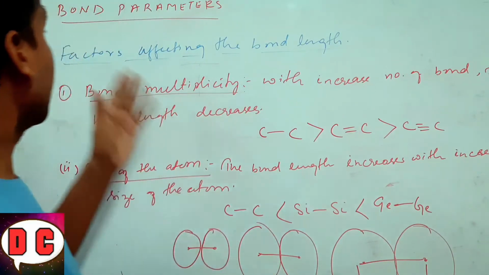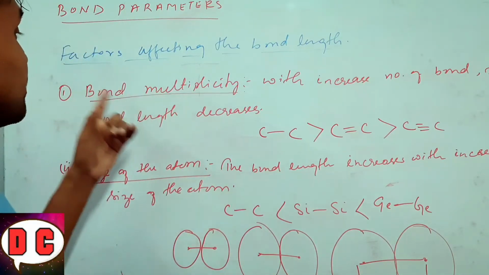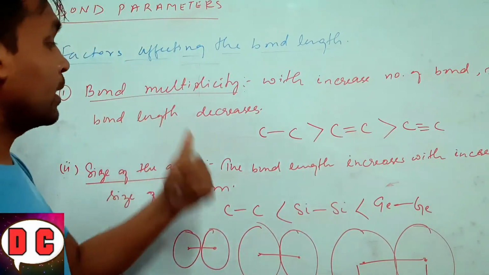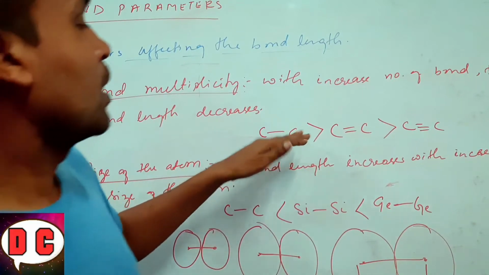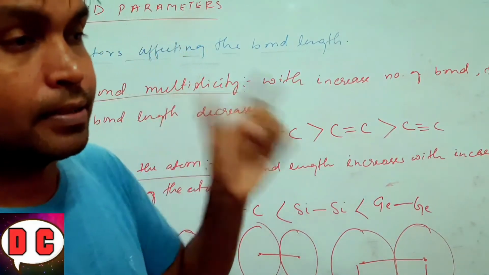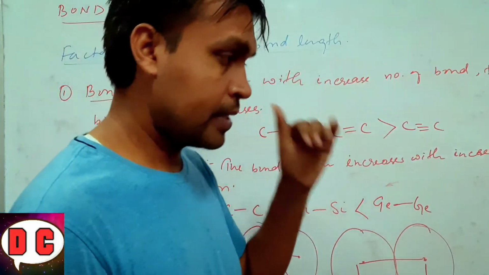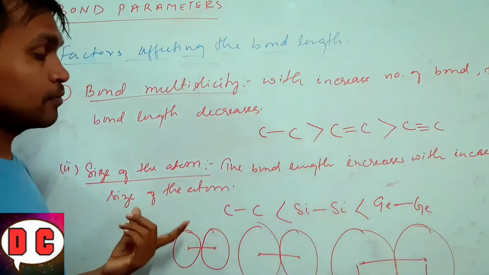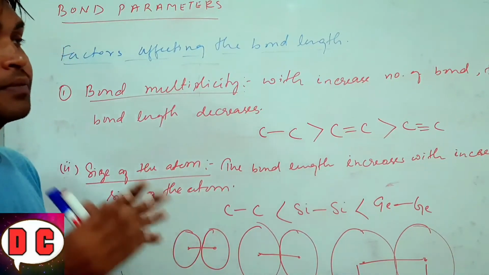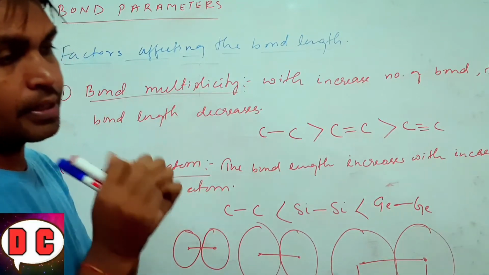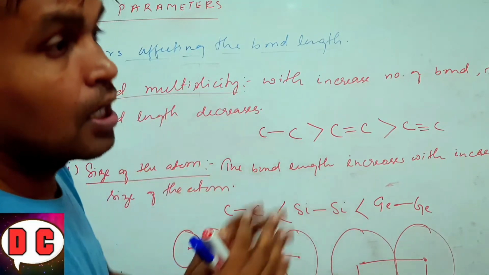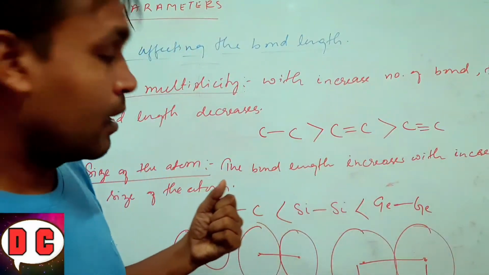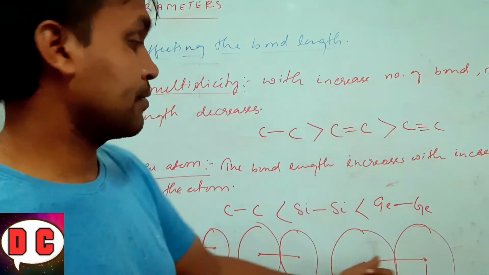We have seen that. Next, what are the factors on which it depends? Number one, bond multiplicity. With the increase in number of bonds, bond length decreases. So that means the one which has a single bond will have higher bond length, whereas a double bond has a little less, and a triple bond will have the least bond length. The second factor we have discussed is the size of the atom. If the two bonded atoms are small in size, their bond length will be small. If the two bonded atoms are bigger in size, their bond length also will be big. Got it? That one I have shown here.